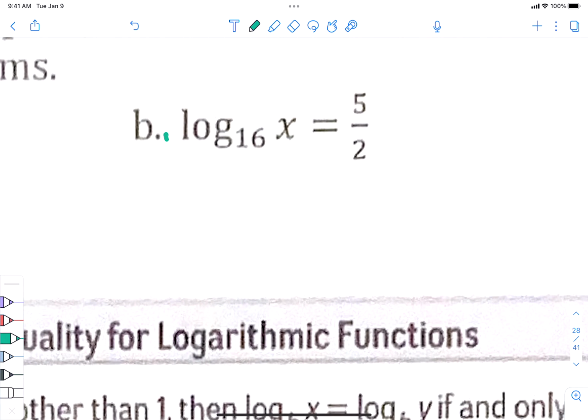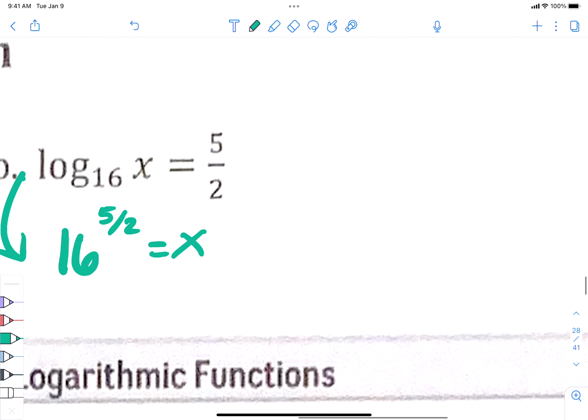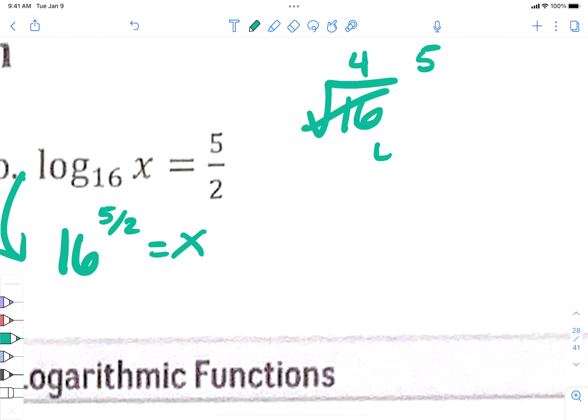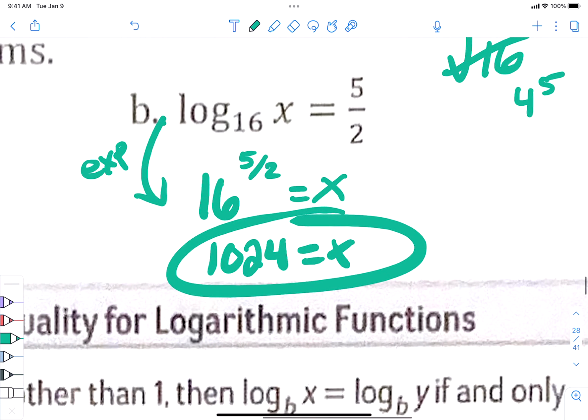B, if we make that guy an exponential function, what does he look like? 16 to the 5/2 equals x, okay? If you care to know, 16 to the 5/2 is the square root of 16 and then to the 5th power. The square root of 16 is 4, so this is 4 to the 5th power, which is like 1024, is that right? Yeah? 1024 equals x. That's what he becomes. We've solved this way before, right? We've done these, making him an exponential function.